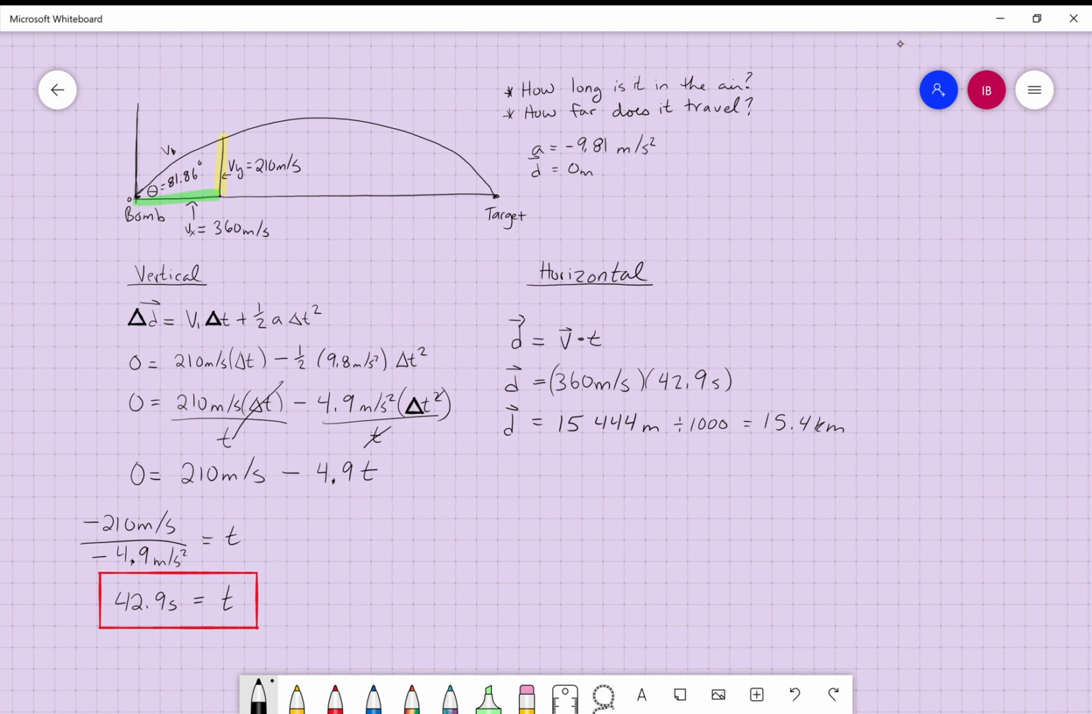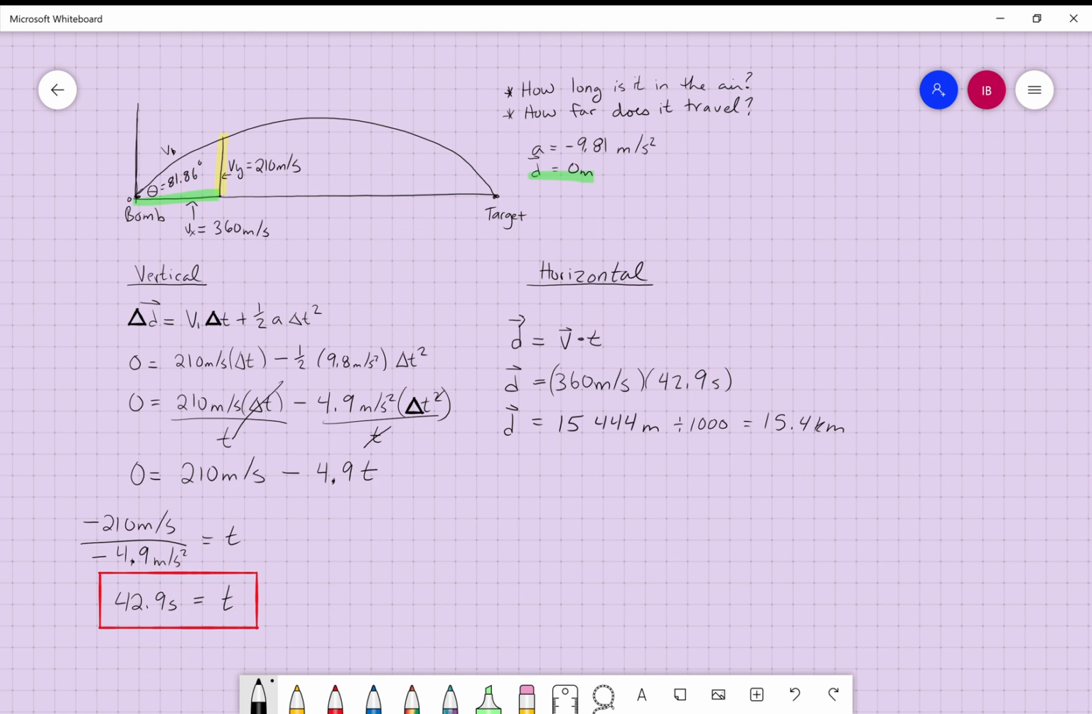The question asks you two things. How long is the ball in the air? So we want the time it takes to hit the target, and how far does it travel horizontally from the bomb to the target. We know acceleration is negative 9.81 meters per second squared. Our displacement is 0 this time because it hits the ground again. If it was up or down, then we would have a displacement of either positive or negative however many meters. So we have to do two, horizontal and vertical.